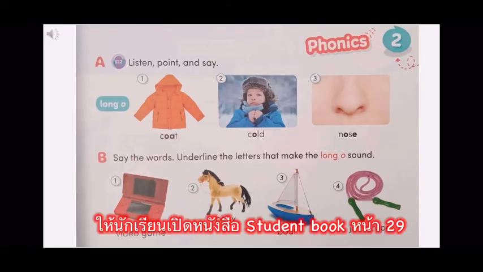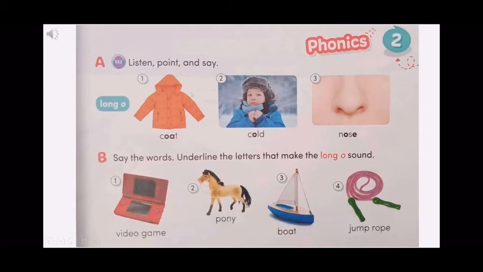I want you to go to your student book, Phonics Unit 2. Go to page 29 of your student book. Listen, point, and say. So let's listen first. Letter A. Listen, point, and say.